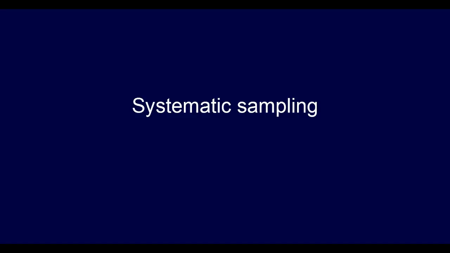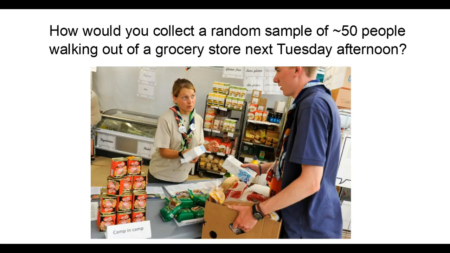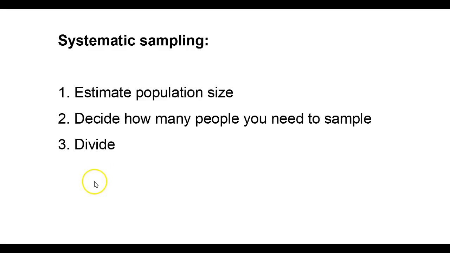Another technique is systematic sampling. For that, imagine that you were walking out of a grocery store next Tuesday afternoon and you needed to collect a random sample of about 50 people. How would you do it? One way that's a really strong method is a systematic sample, and that's where you take every, let's say, 5th person who walks in the store.